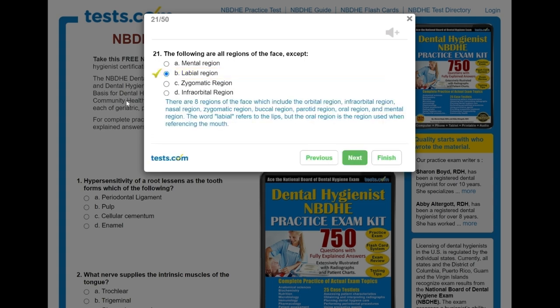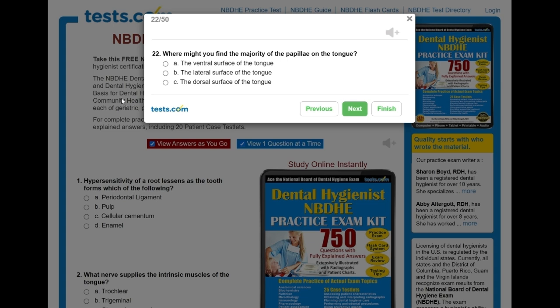B. Labial region. There are 8 regions of the face, which include the orbital region, infraorbital region, nasal region, zygomatic region, buccal region, parotid region, oral region, and mental region. The word labial refers to the lips, but the oral region is the region used when referencing the mouth.